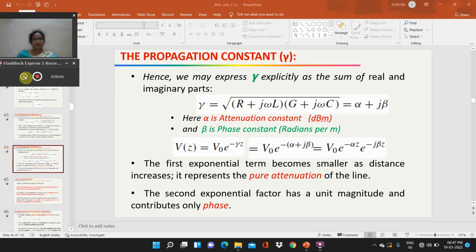So V of z is equal to V0 into e power minus gamma z, which is equal to V0 into e power minus (alpha plus j beta) z. That is equal to V0 into e power minus alpha z into e power minus j beta z. The first exponential term becomes smaller as distance increases. It represents the pure attenuation of the line. The second exponential factor has unit magnitude and contributes only to phase.